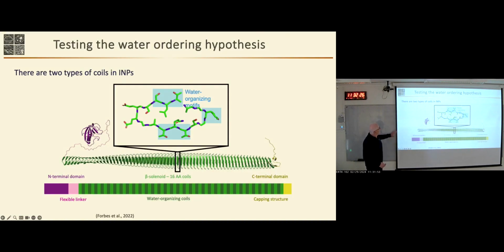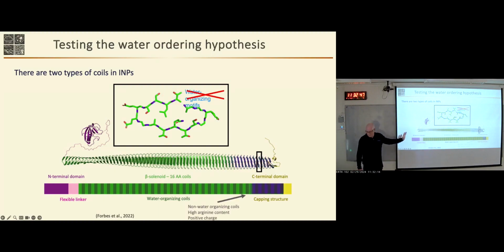Another thing that we've done here is that we found that this C-terminal domain, this end of the protein, is also very, very important in the ability of the protein to form ice.